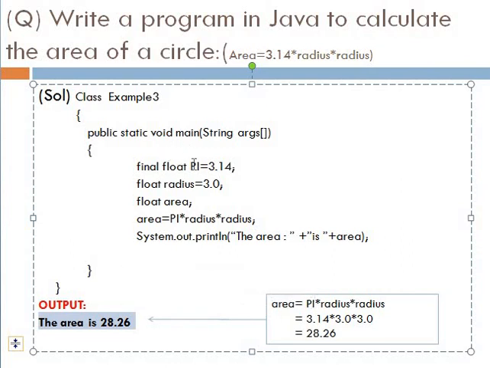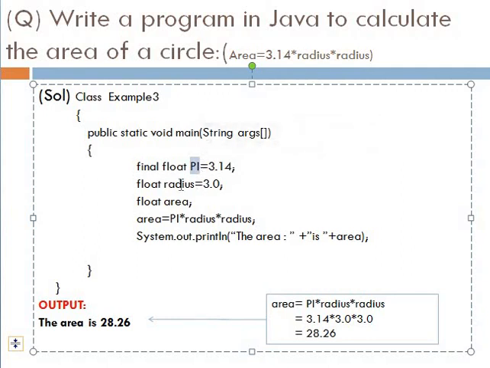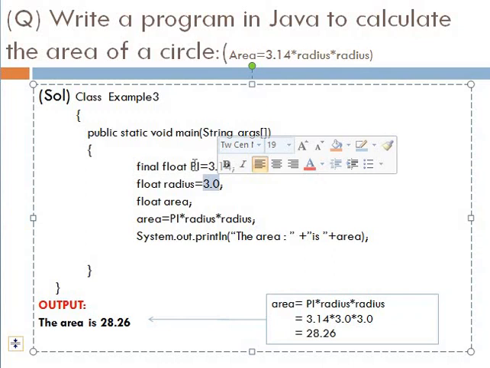Just keep in mind that whenever pi has been declared with the keyword final, it has become a constant. So the value 3.14 cannot be changed later on once it has been assigned to this constant called pi. But the radius is a variable because it's not preceded with the final keyword. So the value 3.0, which was initially assigned to this variable called radius, can be changed later on, because values assigned to a variable can be changed later on, but the values assigned to constants cannot be changed later on.